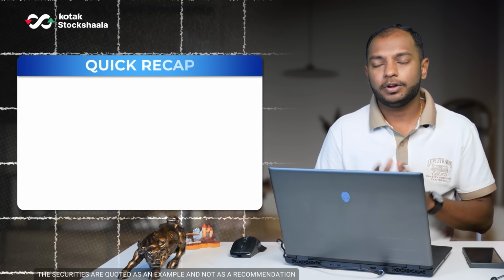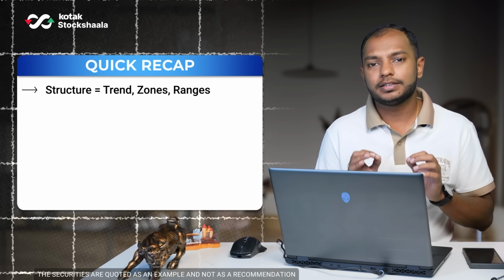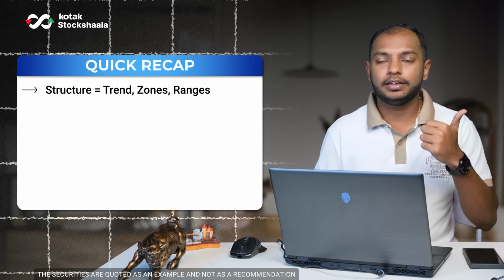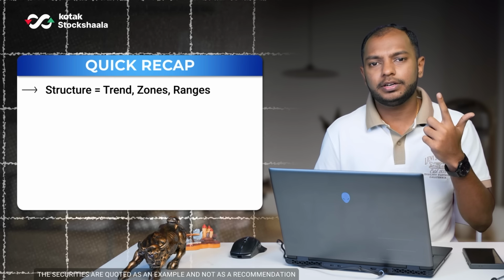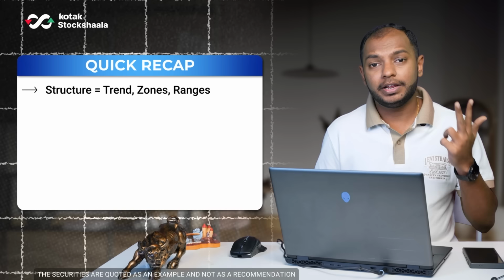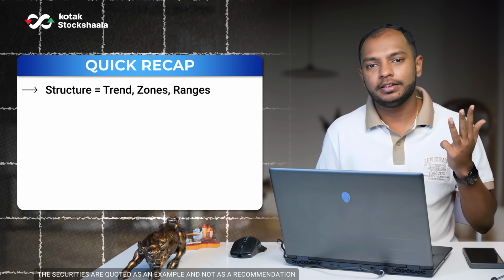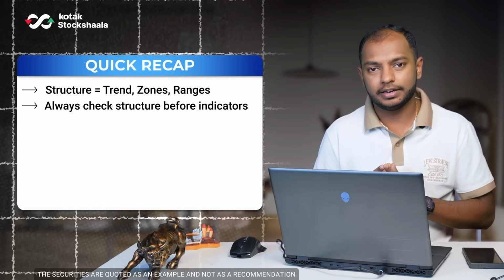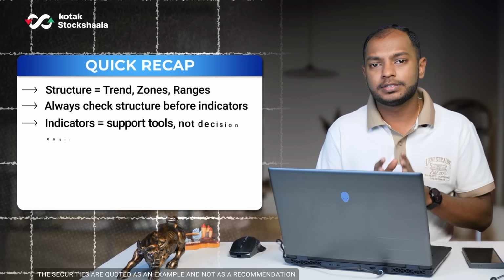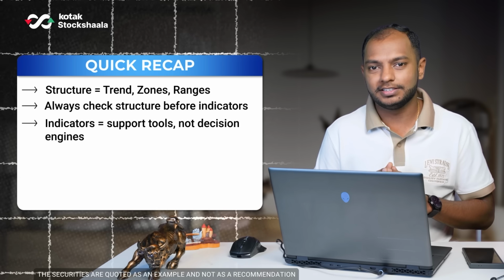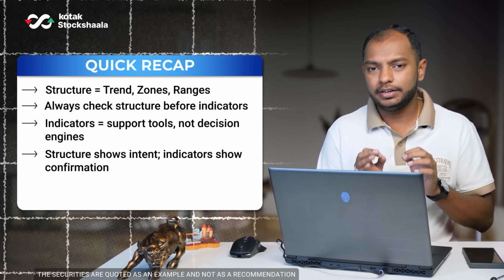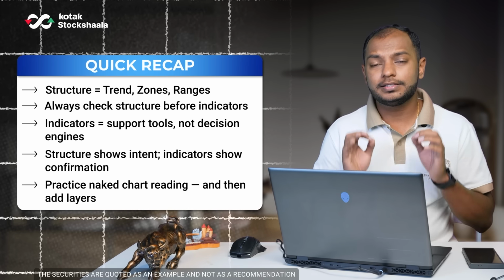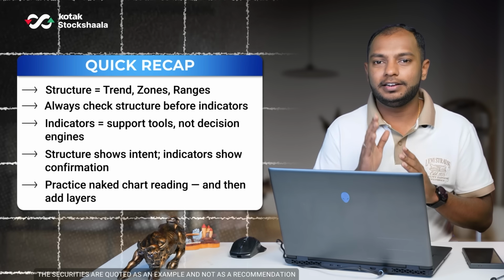So here's a quick recap of what we have learned so far. Market structure equals the skeleton of price. It includes trends like higher highs and higher lows, support and resistance zones, third, breakouts and retests, and finally, consolidation ranges. Always look for structure before indicators. Indicators equal support tools and not decision engines. The structures show intent but indicators show confirmation. And finally, practice naked chart reading and then add layers.